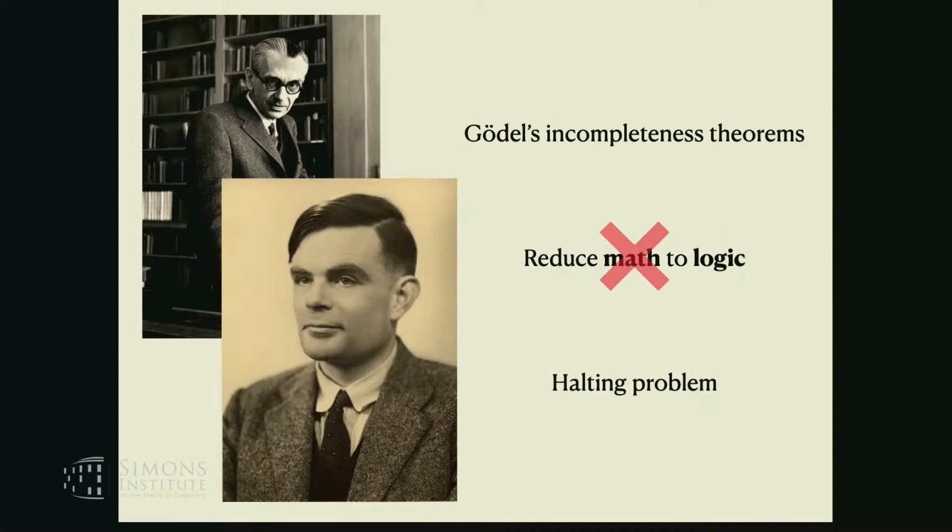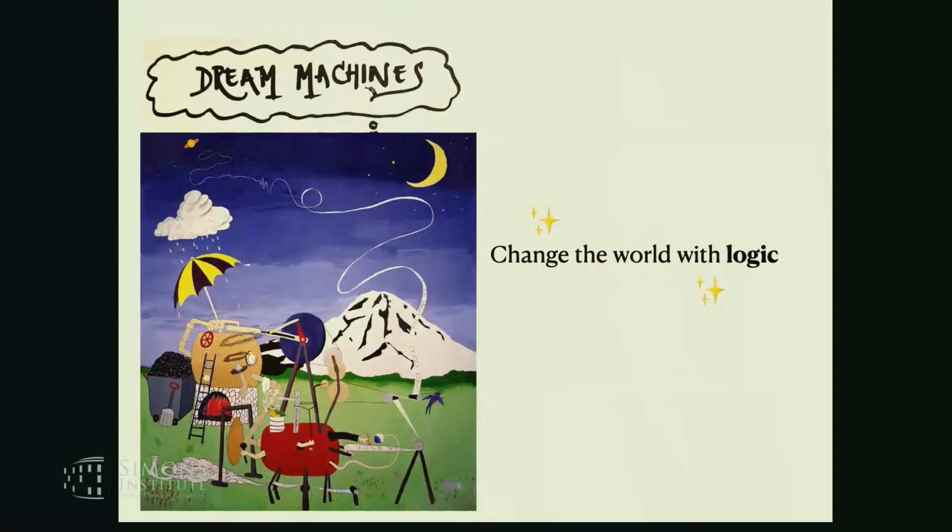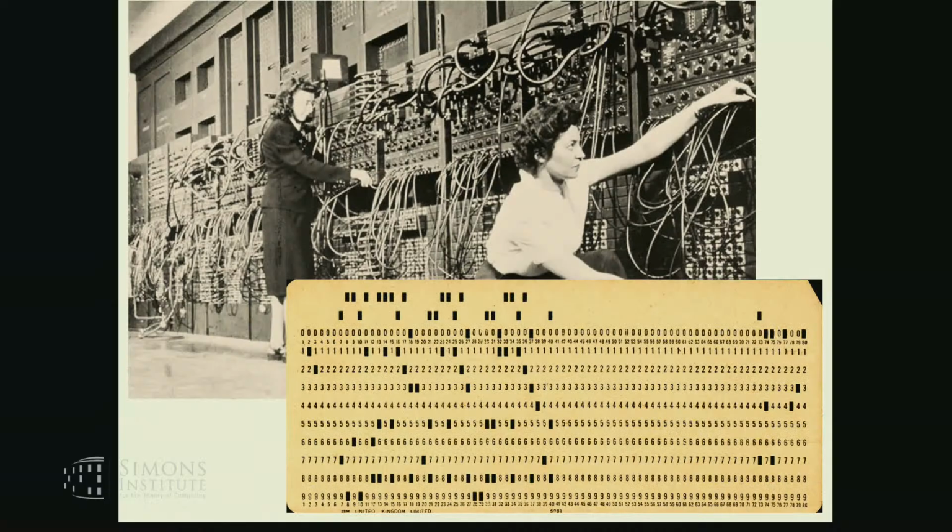So on the surface, this was kind of a blow to our dream of understanding the world with reason. But I think this is actually a really fantastic thing, because from the result, we got computers, which are really magical machines that make our dreams come true, and make our wildest dreams, something that we didn't even dare to dream of, come true. So in a sense, instead of understanding the world, we're reducing math to logic. We're able to change the world with logic. But not so quick, right?